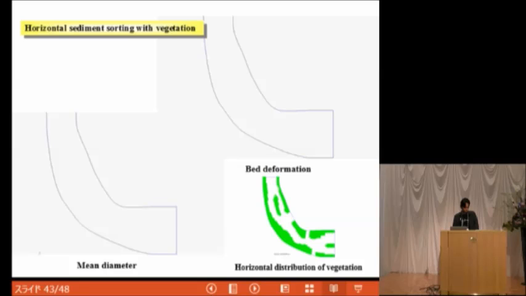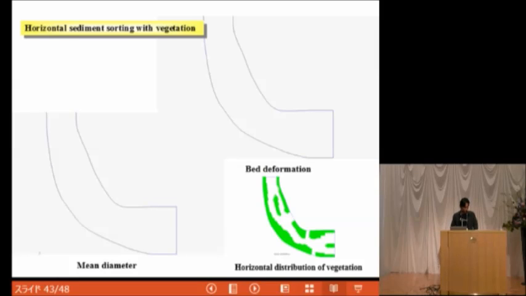When we consider the vegetation, oh, it does not work. No. Maybe there is some problem in the computer. I will check the computer later, and if I can fix it, I will show you in the discussion time.